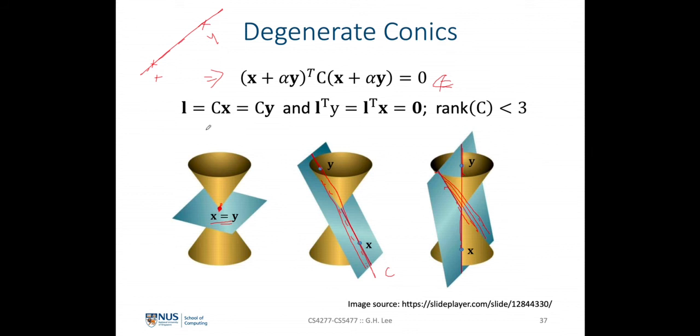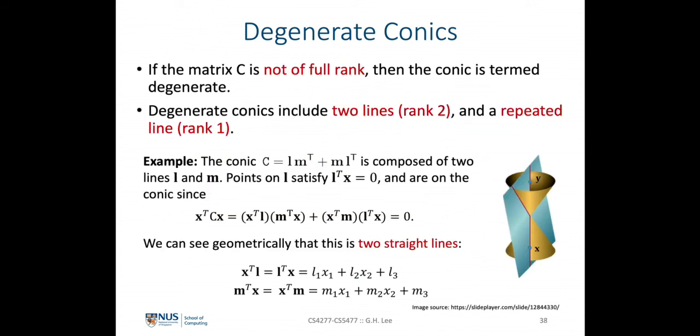And they will all fulfill these 2 sets of equations, since we are saying that both x and y of the tangent line lie on the tangent line, as well as on the conic itself. We'll see that in order for this to happen, the rank of C must be less than 3. I mentioned in the previous slide that if the matrix is not full rank, then the conic is termed degenerate. What this means is that the rank of C must be lesser than 3, because C is a 3 by 3 square matrix, and anything with rank lesser than 3 means that the matrix is not full rank.